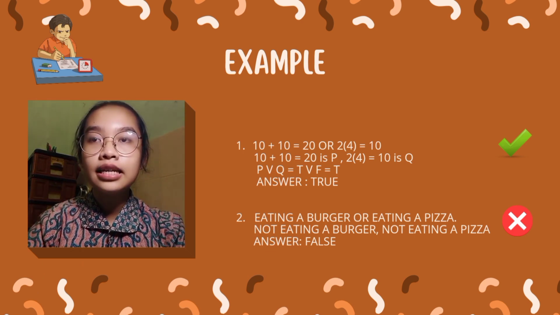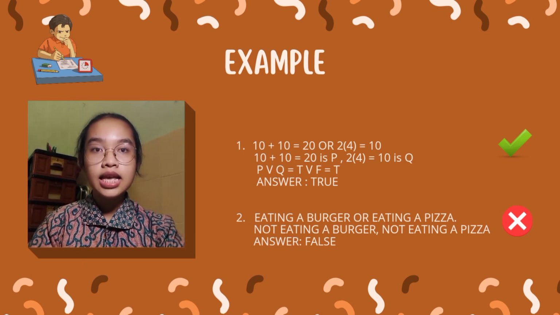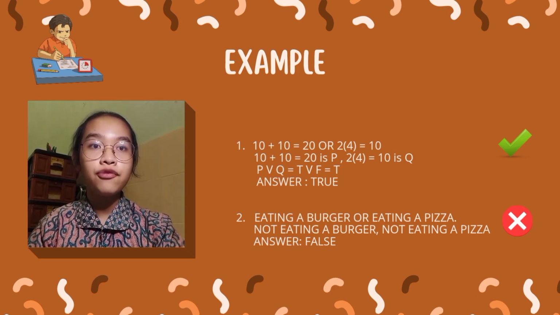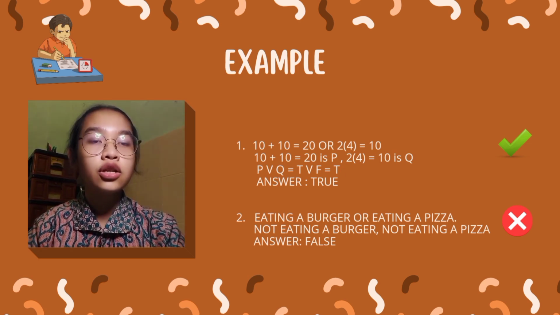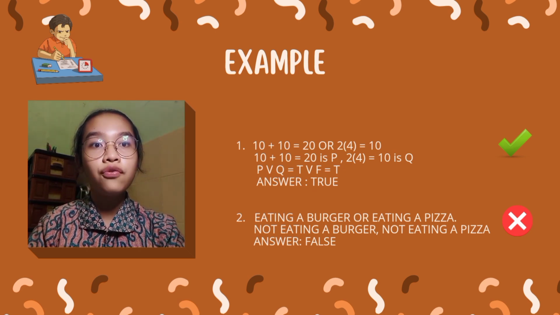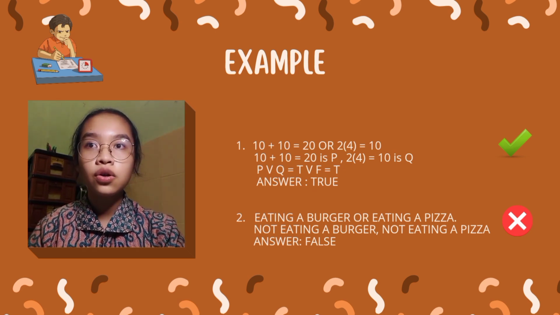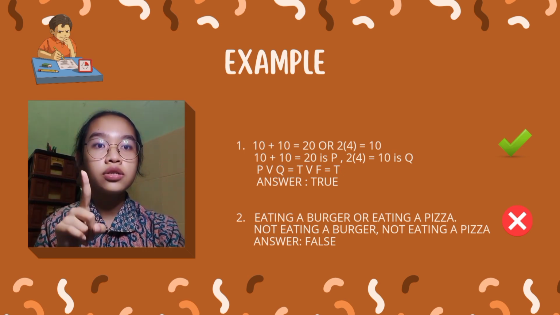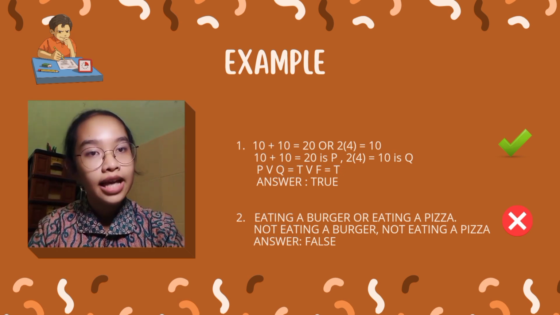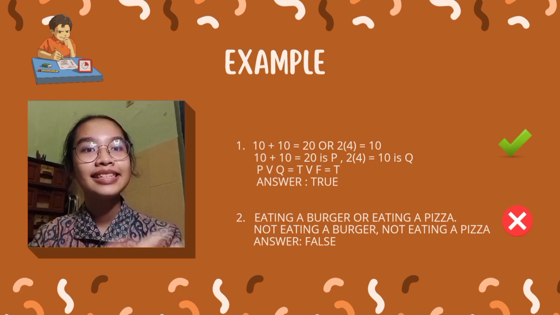Number 1. P is 10 plus 10 is 20. Q is 2 multiplied by 4 is 10. The truth of P is true and the truth of Q is false. So P V Q is true or false, which is true. So the answer is true.